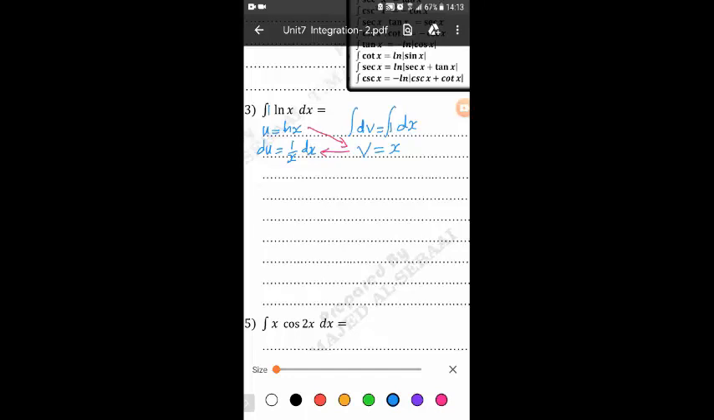Okay, so I equals ln x by x, ln x times x minus... why am I doing that? According to the rule, right? Then the integration of v, which is x, times du, which is 1 over x dx. This x will be cancelled with this x. So my answer is going to be x ln x.